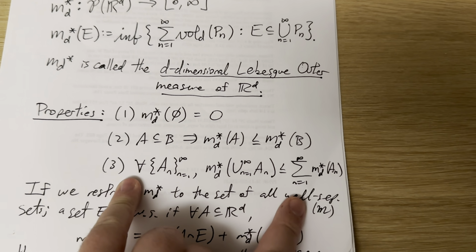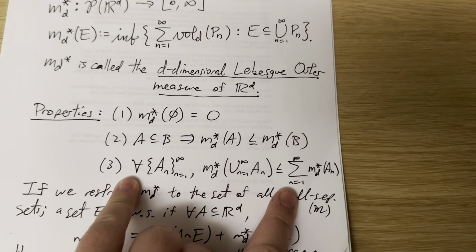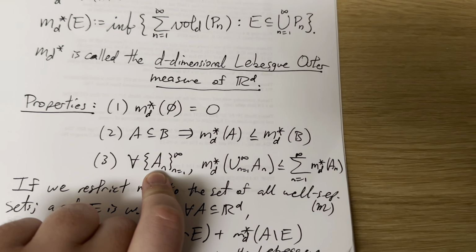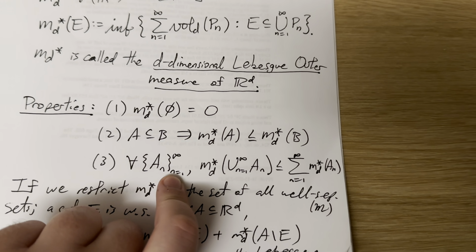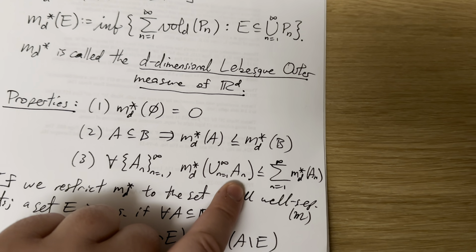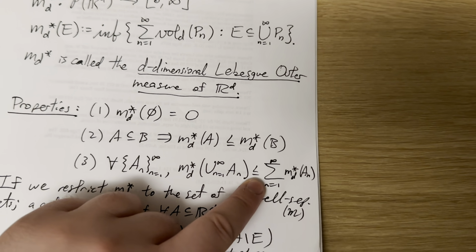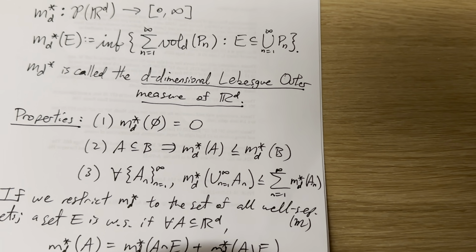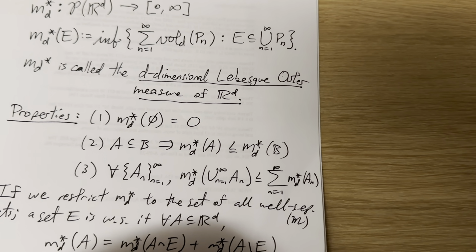And then the third property is called countable subadditivity, which says that if I take any collection of sets, even if it's infinite, countably infinite, then the Lebesgue outer measure of its union is less than or equal to the sum of the Lebesgue outer measures of each individual piece. And that should make sense.